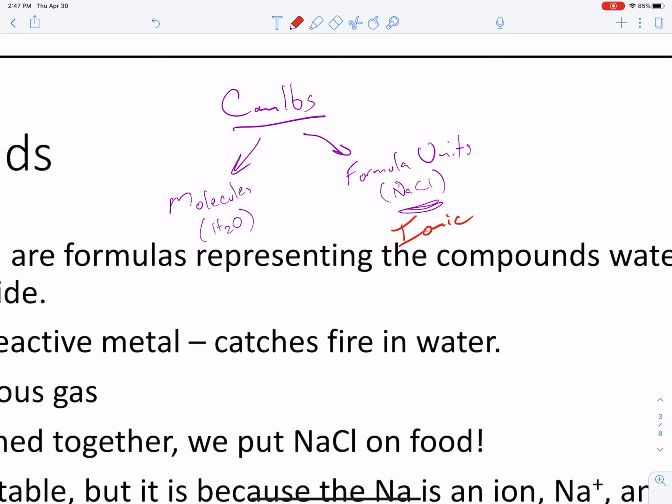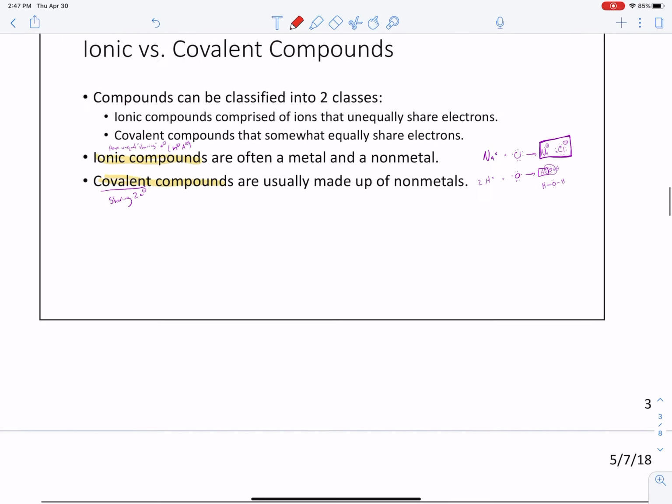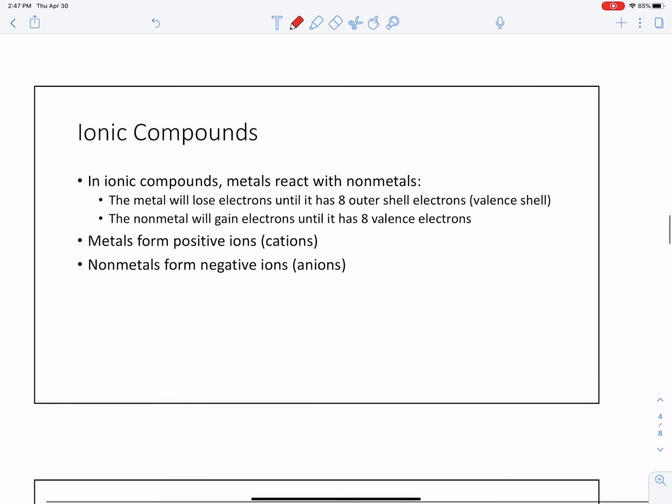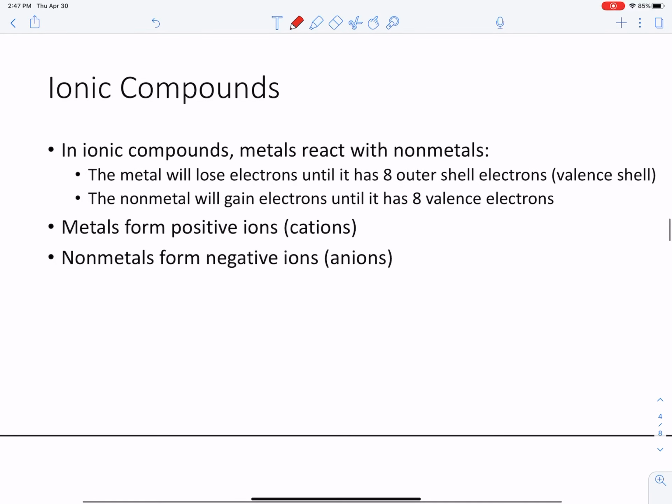Molecules end up being classified as covalent compounds. So now we can start to look at all sorts of different things. So let's look at ionic compounds to begin with. Ionic compounds will have a metal that'll form a positive ion or a cation, and they will have a nonmetal that forms a negative ion.